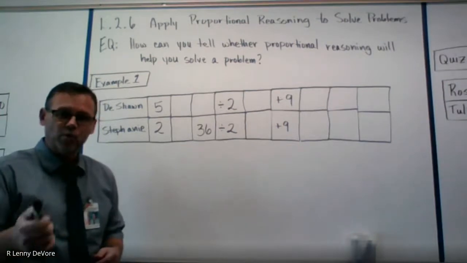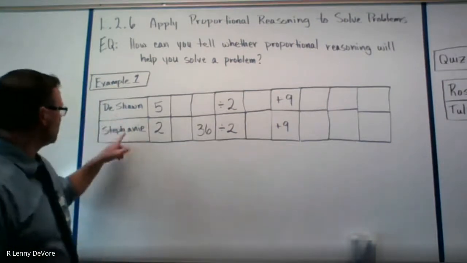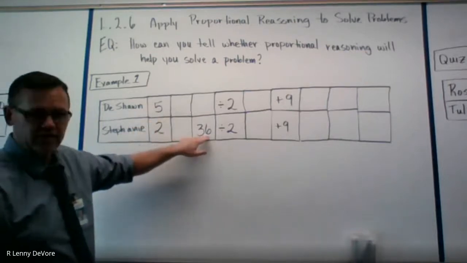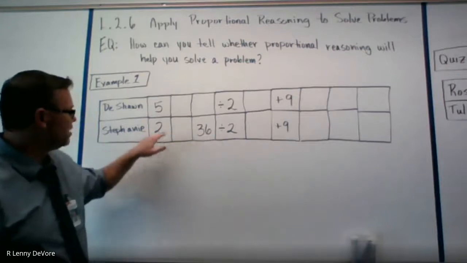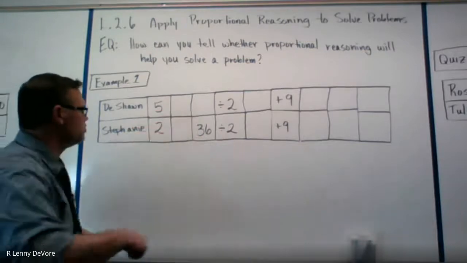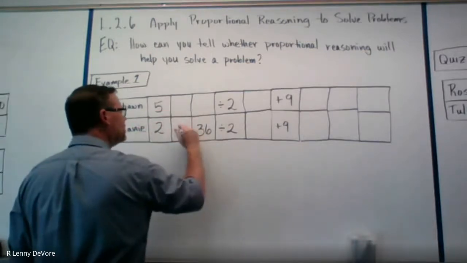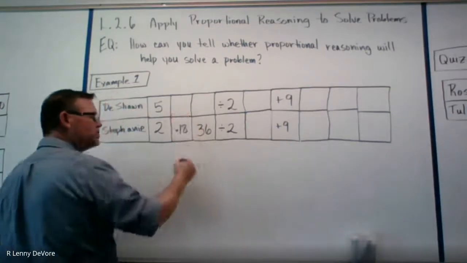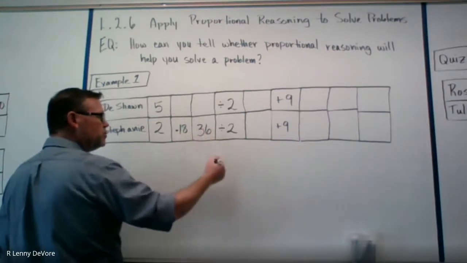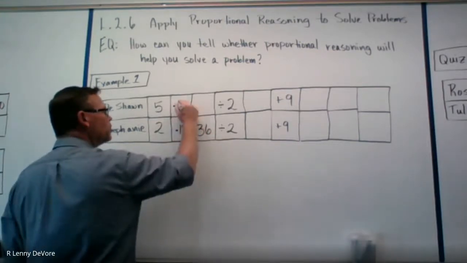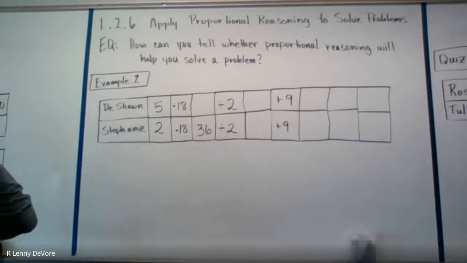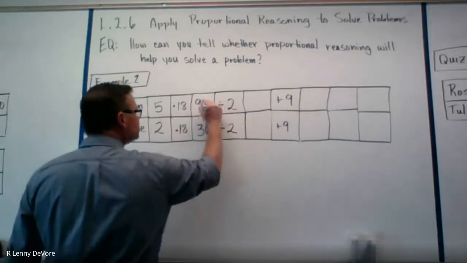So in example 1 of this lesson, they talked about Deshaun and Stephanie, and they had a ratio of 5 to 2 with 36, okay? Now, what we should realize here is in order for us to get to 36 from 2, with them being a ratio of 5 to 2, we're going to multiply by 18. So that's why I put these extra boxes in here. If I multiply by 18, I get 36. In order to keep that ratio correct, I'm going to have to multiply by 18 here also. When I multiply by 18 there, then I get 90.